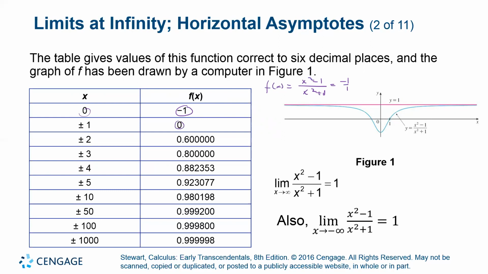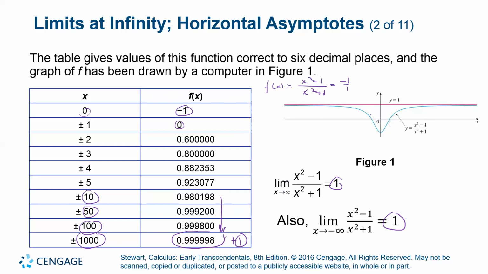Now, as you increase x, look at it, when x is plus or minus 10, plus or minus 50, plus or minus 100, plus or minus 1,000, we can increase it to plus or minus 10,000. Now look at the values. You see that they are approaching a positive 1. So we can say that the limit as x goes to positive infinity is equal to 1, and also as x goes to negative infinity is also equal to 1. So this is what we mean by limit at infinity.